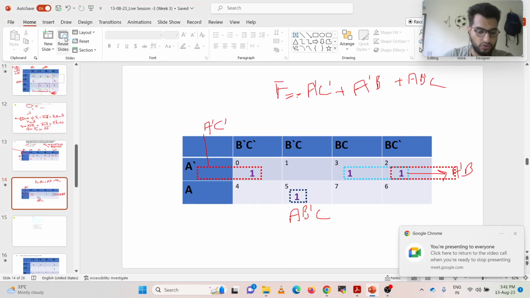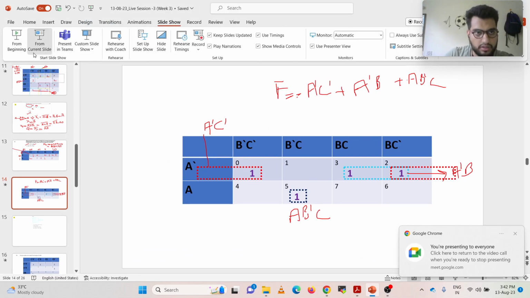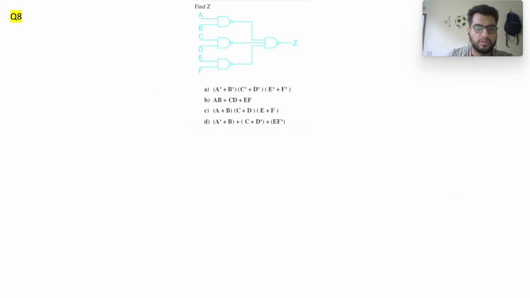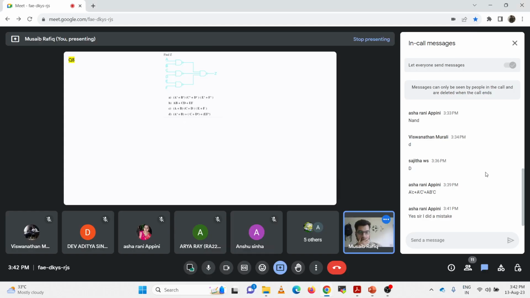Now, which question was this? Let me just check. This was question number 7. Now, question number 8. This is again a question that I would like you guys to do first, and then I will show you the solution. The question simply states that you have to find the output Z, and you have the 5 inputs A, B, C, D, E, F. You have to find output Z. So do it and write your answer in the chat box.